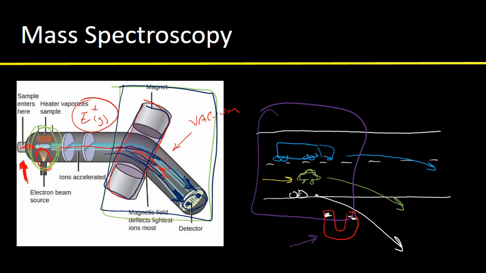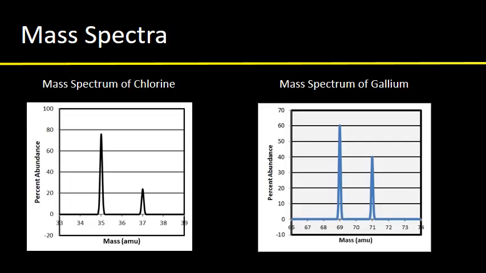All right, so let's see what this would look like in real life. So here are a couple of mass spectra. This is the kind of data that you would get as a readout from that experiment that we're showing on the previous page. And so in chlorine, for example, this readout shows the mass of the ions here in atomic mass units, and percent abundance, that's how many ions there were of each particular type, right?